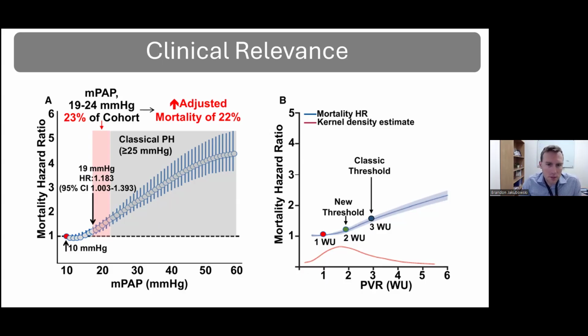And additional studies have shown that a PVR greater than 2 Wood units is also associated with increased mortality. As shown on the graph on the right-hand side, there's a clear upward trend starting at approximately 2 Wood units. Hopefully, including these patients in the new hemodynamic definition helps us with earlier identification and intervention of pulmonary vascular disease, though we don't have firm data to support this quite yet.